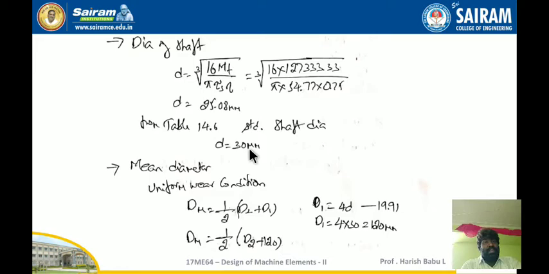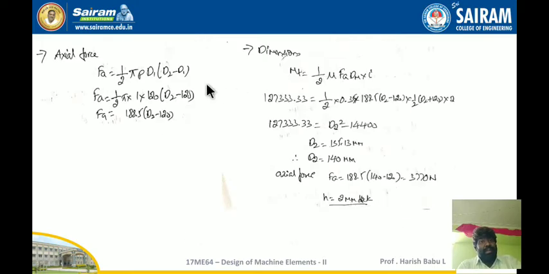So I'm going to consider d equals 30 mm. The mean diameter, for considering this as a uniform wear condition, I'm going to get dm equals half of d2 plus d1. So d1 and d2 are both unknown, but in equation 19.91 we have an equation that d1 will be equal to 4 times small d, that is the shaft diameter. So d1 is equal to 4 into 30, so d1 will be 120 mm. That I want to substitute over here.